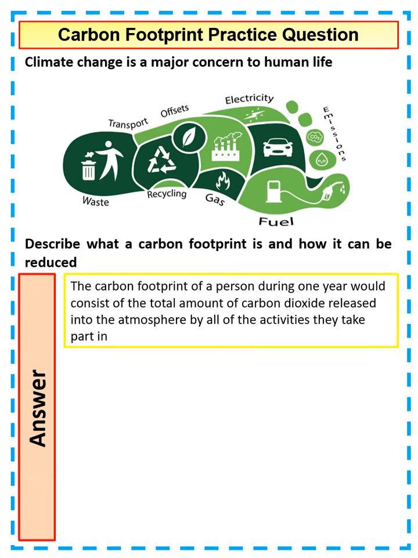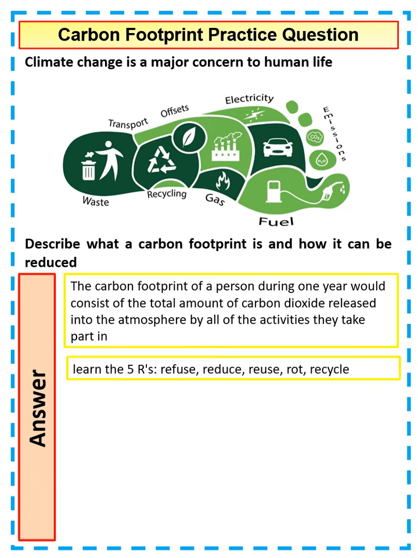Right, so like we just said, the carbon footprint is the amount of carbon dioxide that a person will produce in 1 year, and it consists of all of the activities that they're taking part in. One way to reduce it is to reuse, reduce, refuse, rot and recycle different products so they can be used again.